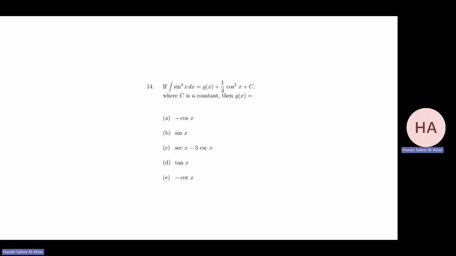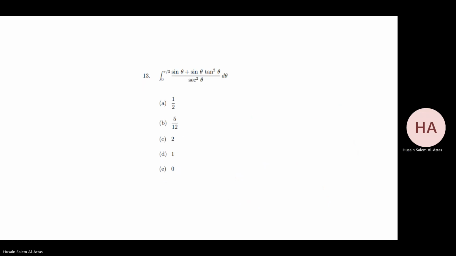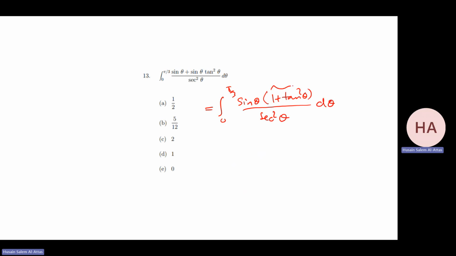Okay, I think I will stop with this problem. It's a matter of calculation. So this is 0 to pi over 3. I can take sine theta as a common factor. What is the remaining? I take sine theta. I have 1 plus tan squared theta over secant squared theta d theta. And this is what? This is secant squared. So this cancelled. From 0 to pi over 3, sine theta d theta.